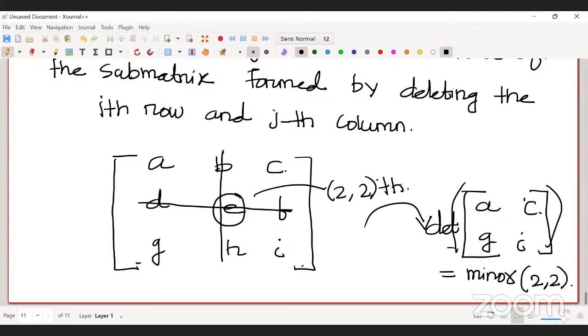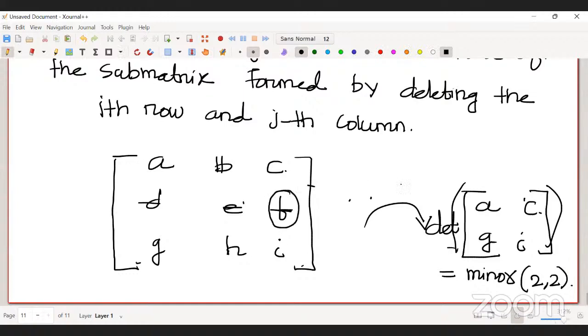Now suppose I want to talk about the minor of this one, F. This is the 2, 3 entry, right? So for that, what do I have to do?